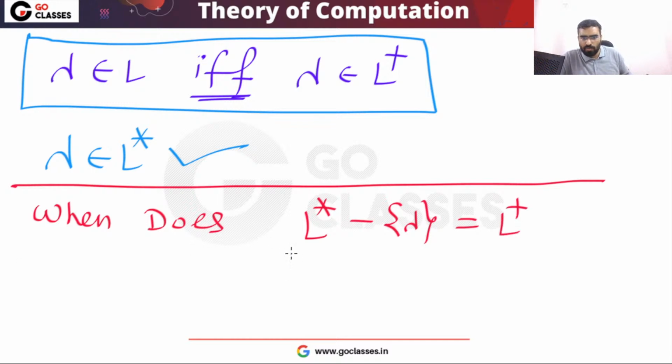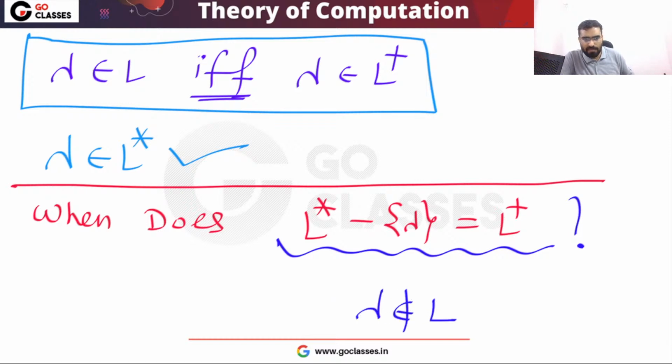When will this be true? This is my question. Very simple question. From L star, you remove the empty string, you will get L plus. When will this happen? This will happen if and only if the empty string does not belong to L. If the empty string does not belong to L, then this will definitely happen, correct?